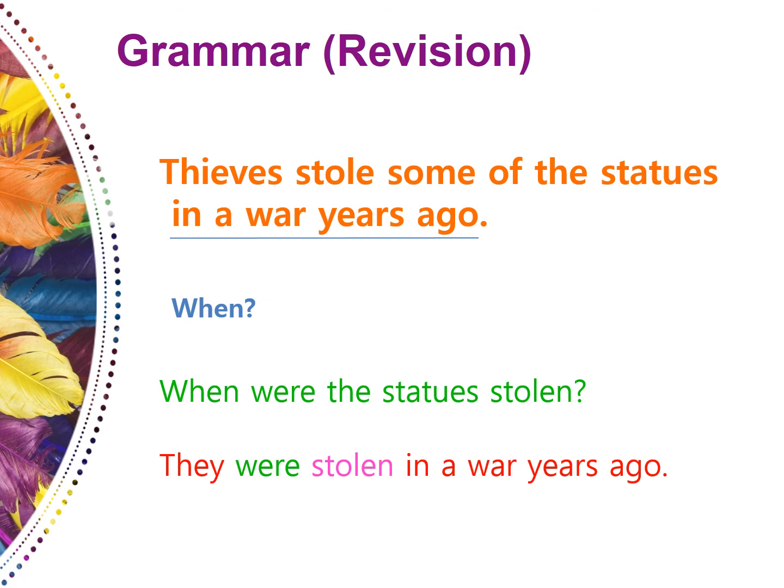Notice here, I start with when, I put the verb to be were, and then the statues, and then finally the verb in the past participle form, stolen. Now remember, this is a revision. We took the passive voice in details in a previous lesson. You can always go back to it.